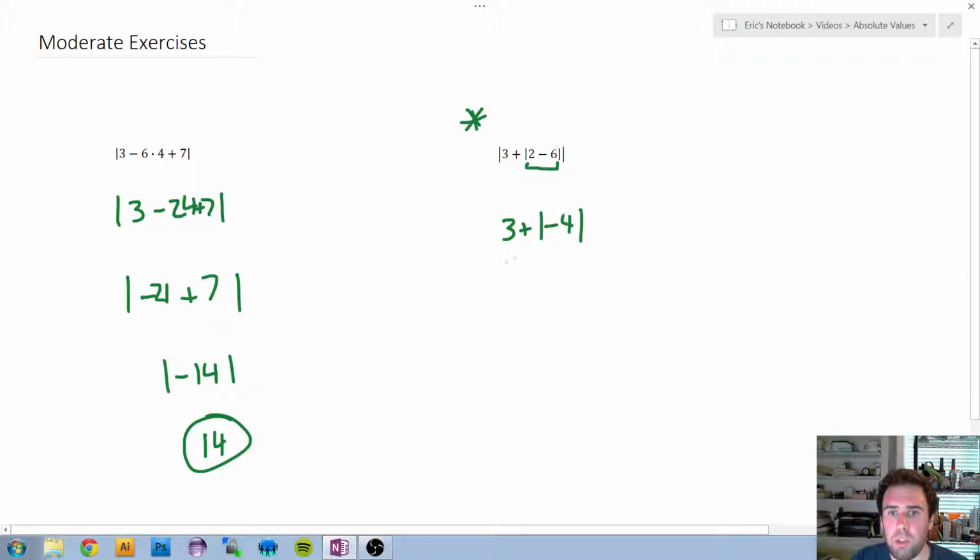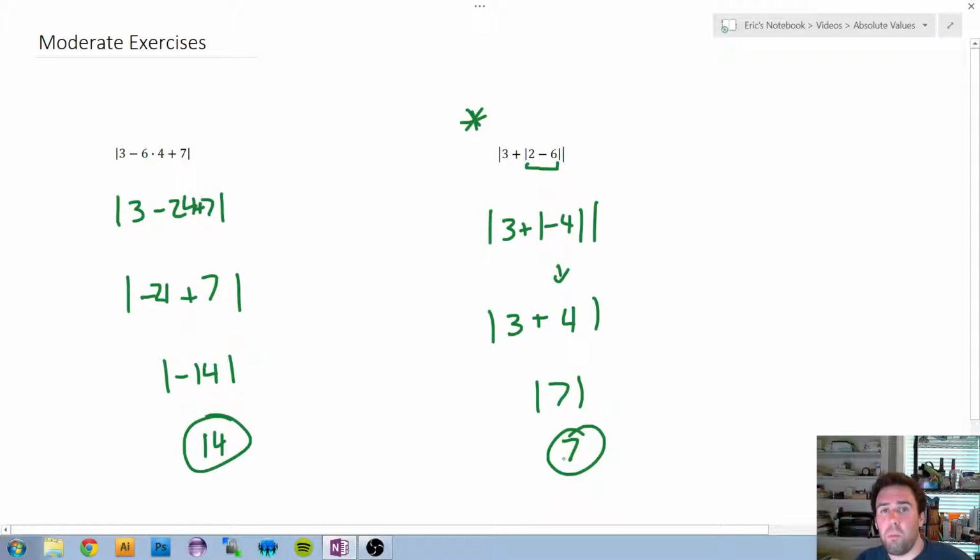We got this plus 3 we didn't touch, and that's still in the larger absolute value sign. The absolute value of negative 4 would be positive 4, and it loses its absolute value. We didn't use the plus 3 yet, so it's still sticking around. And now we just got good old 3 plus 4, which gives us 7. How far away is 7 from 0? The answer is 7.